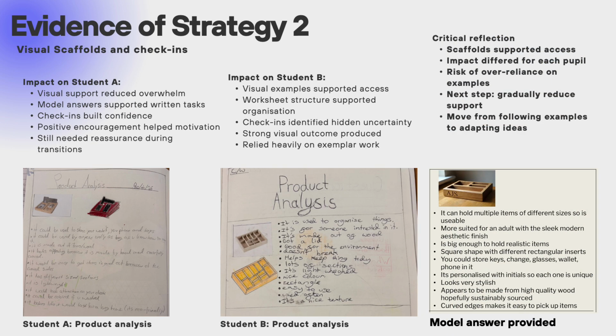This slide shows the impact of the scaffolds in the product analysis task. Student A used the model answer and visual support to engage with the written task, but still needed reassurance and support with organisation. Student B's work was clearly presented and organised, but she relied heavily on the model answer. This showed both the strength and limitation of scaffolding. It supported access, but also created a risk of over-reliance. My next step would be to gradually reduce the scaffold, moving from full examples to sentence starters, then keywords, then success criteria only.